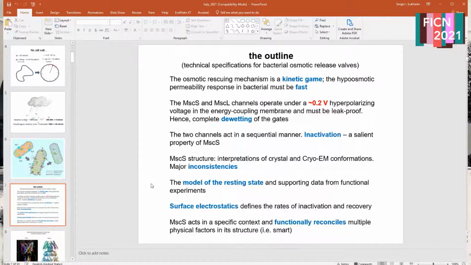So lately, we've stumbled upon a very interesting event that implies surface electrostatics, which defines the rates of inactivation and recovery. This is still in the works, but nevertheless, I would be glad to share my data and the first hypothesis of how this happens. So MscS acts in a specific context and functionally reconciles multiple physical factors in its structure, and that's why I called it SMART in the title.